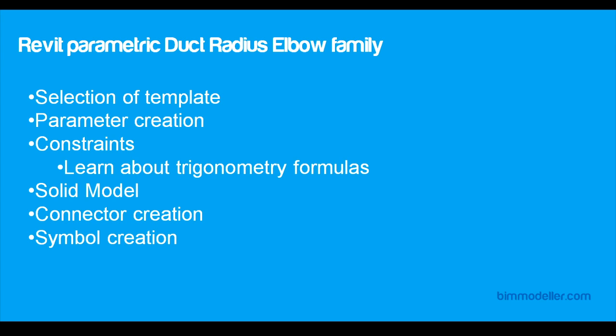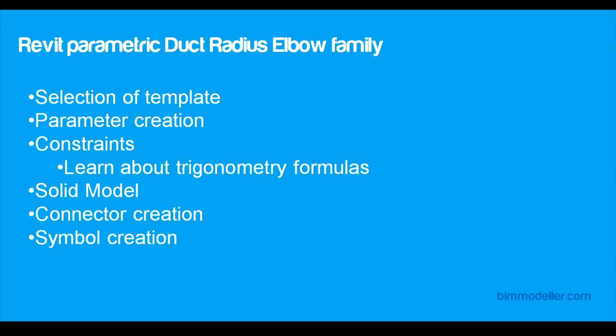We will be discussing connectors, how to place the connectors, how to select the template, parameter creation, constraining the elements, and solid modeling with the sweep. Today we're going the extra mile: we will add a flange to the duct as an extra element, and, as usual, create the symbol for the duct elbow fittings.